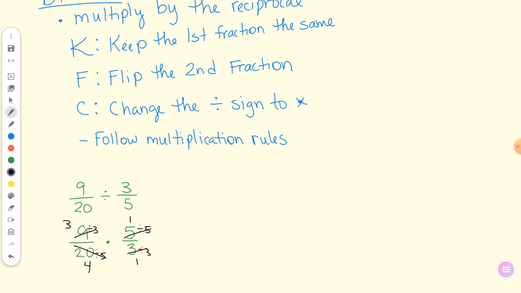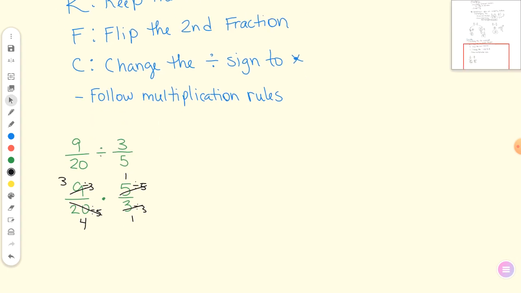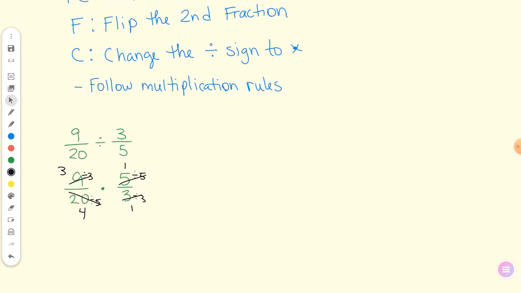How did that make our problem a lot easier? Yeah, the numbers are a whole lot smaller. Don't strain yourself here. Abby, what is 3 times 1? 3. Bryce, what is 4 times 1? 4. So our answer is just 3/4.